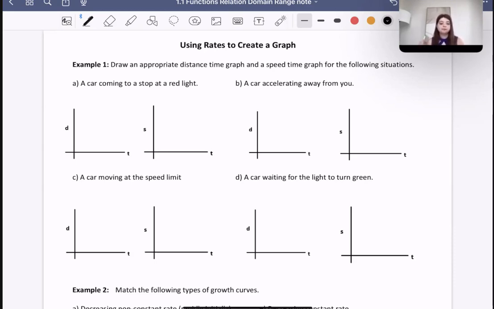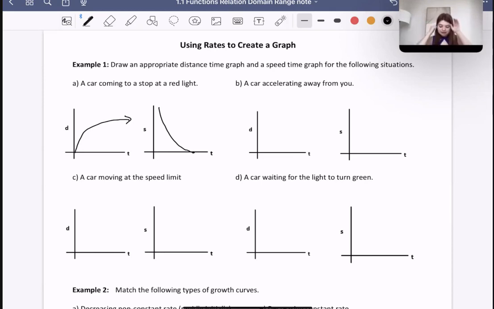A: a car coming to a stop at a red light. In that case, first they're going to be traveling a faster distance for their speed, then they're going to slow down until eventually they're going to stop. As for the speed versus time, their speed is going to be fast at first, and then it's going to slow down until at some point their speed is zero, because they've come to a stop.